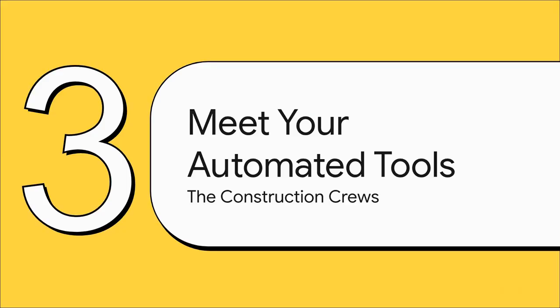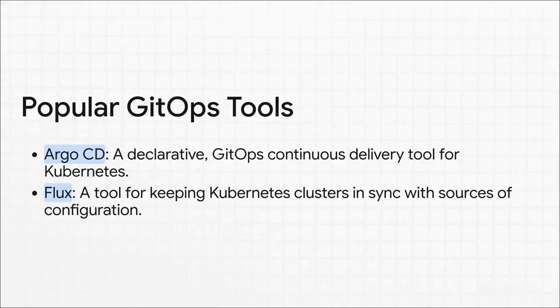Now, of course, this automation doesn't happen by magic. It's all powered by some incredibly clever tools that act as our automated construction crews working around the clock to build exactly what the blueprint describes. In the Kubernetes universe, the big names here are tools like Argo CD and Flux. These are what we call GitOps operators, and you install them right inside your Kubernetes clusters. Their entire job is to just sit there and constantly watch your Git repository, playing a perpetual game of spot the difference between the blueprint and what's actually running live.